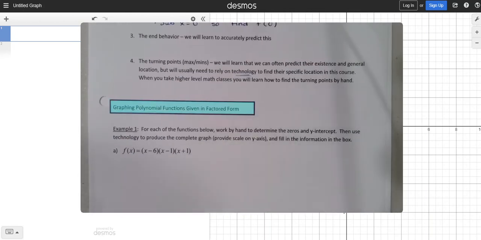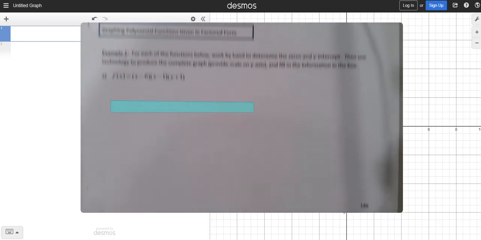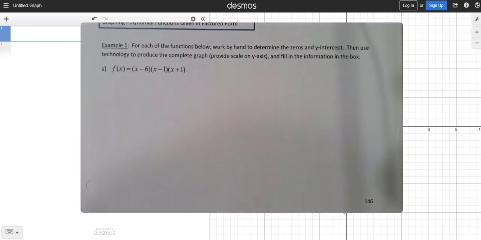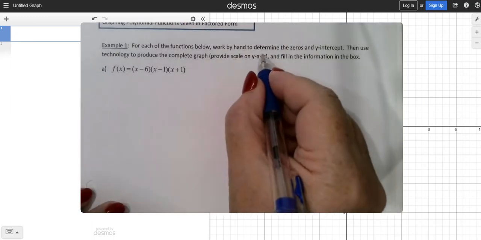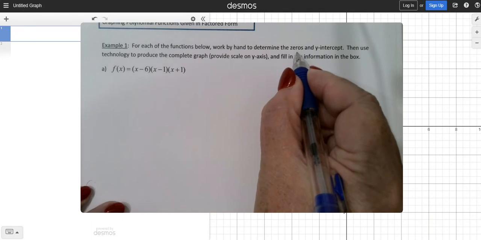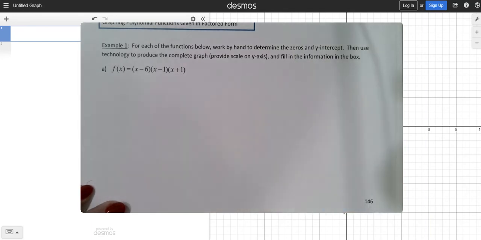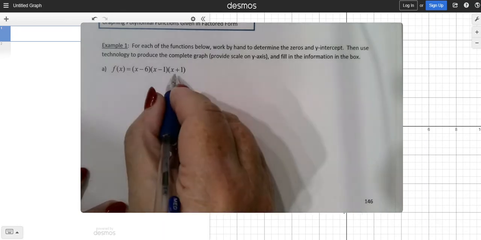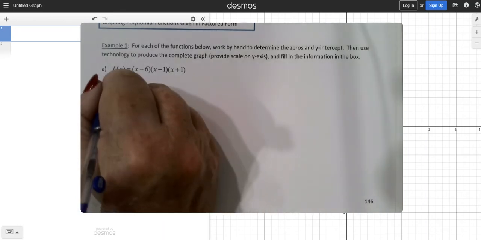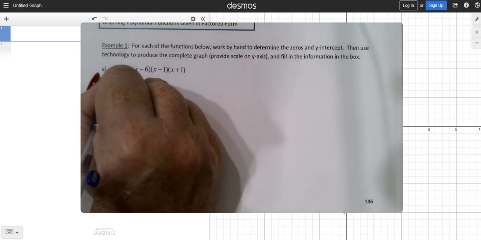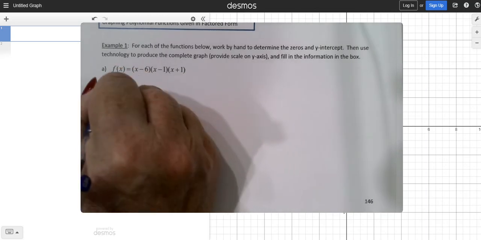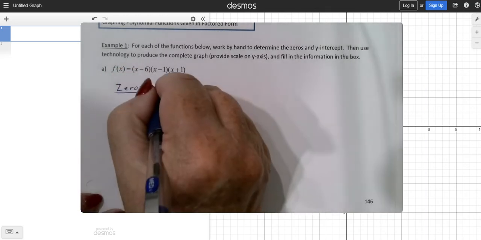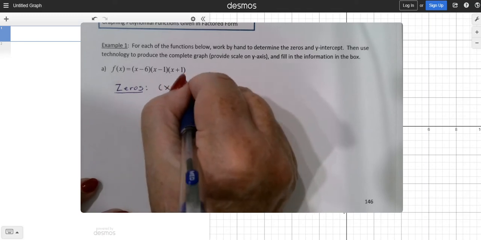All right, so we're going to start talking about graphing polynomial functions that are given in factored form. For each of my functions, I'd like to work by hand to determine the zeros and the y-intercept. Then we'll use technology to complete our graph. So here I have the factored form, and the zeros would just be what I get when I set my function equal to 0.